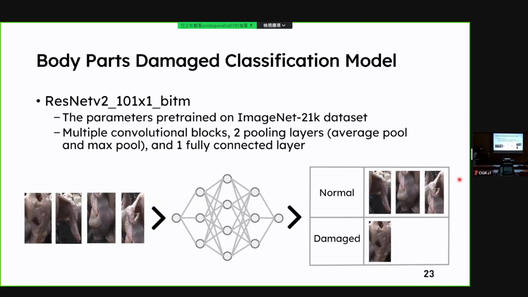Okay, the next is the body parts damage classification model. For the model, I used the ResNet V2 101X1 BiT-M model. The model parameters are pre-trained on the ImageNet 21K dataset. The model is composed of multiple convolutional blocks, 1 average pooling layer, 1 max pooling layer, and 1 fully connected layer. And there are 101 layers in total.